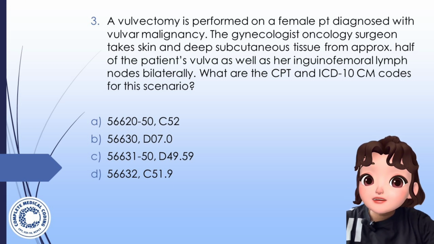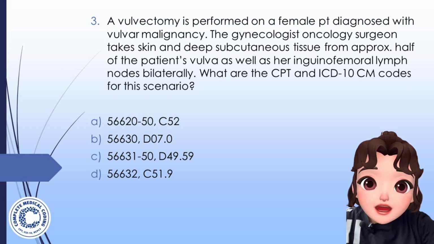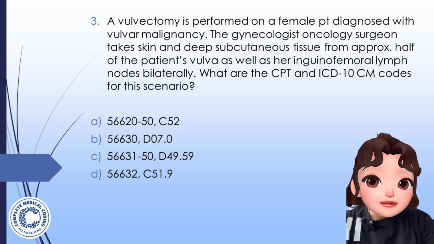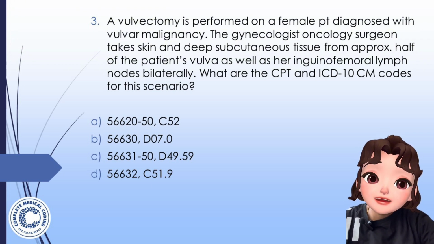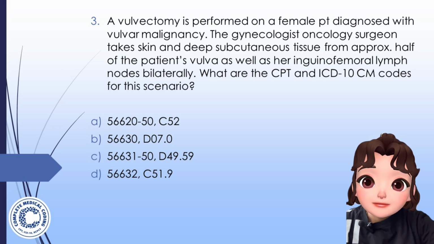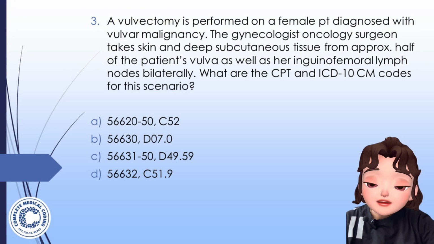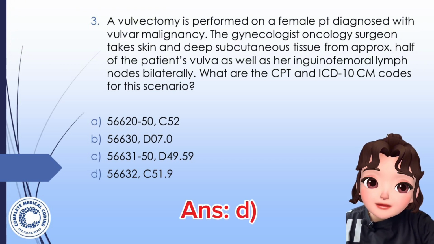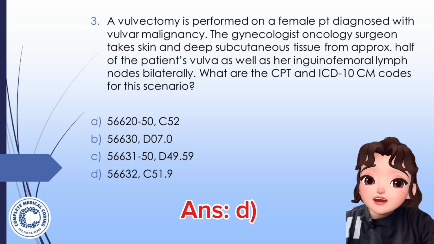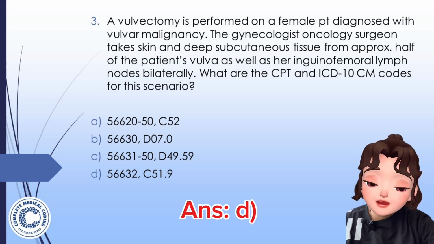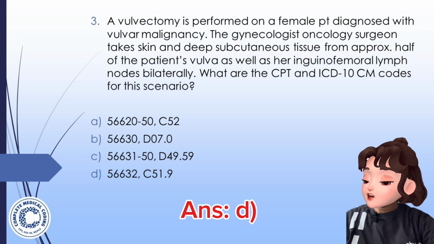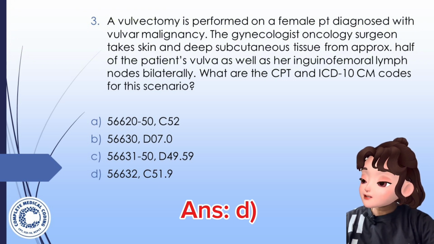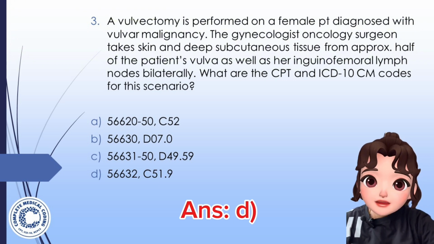Without looking into the CPT code itself, we got the correct answer as option D, because the diagnoses in the other three options are incorrect. So C51.9 is the exact diagnosis. So our answer will be option D. But still, let's check what the CPT code represents. We need to look into only one CPT code, 56632. What is 56632? Vulvectomy. Vulvectomy is the procedure done, right?